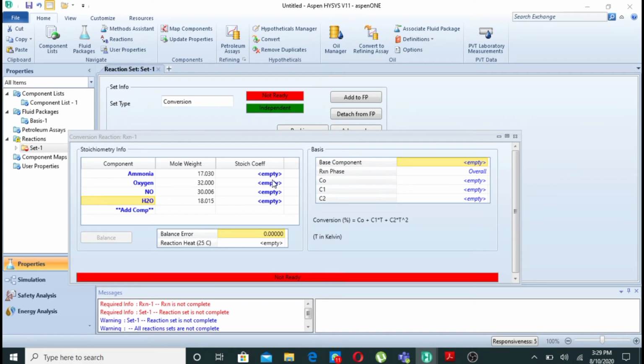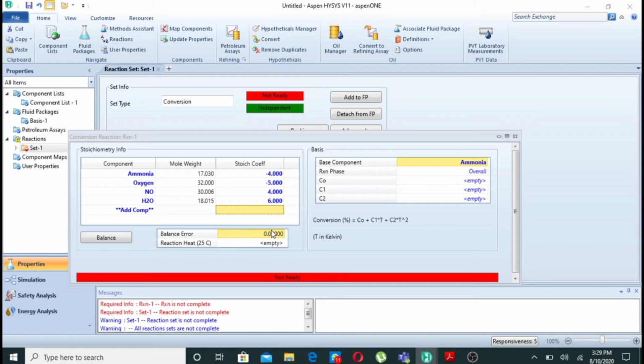With a negative sign, Aspen HYSYS will assume that these are reactants, and without any sign it will assume that these are products. So as with ammonia there was -4, I write -4. With oxygen it was -5, so I write -5. With NO there was 4, I write 4. With water the coefficient was 6, so I write 6. Now if your equation is balanced, you will see that the balance error is equal to 0.